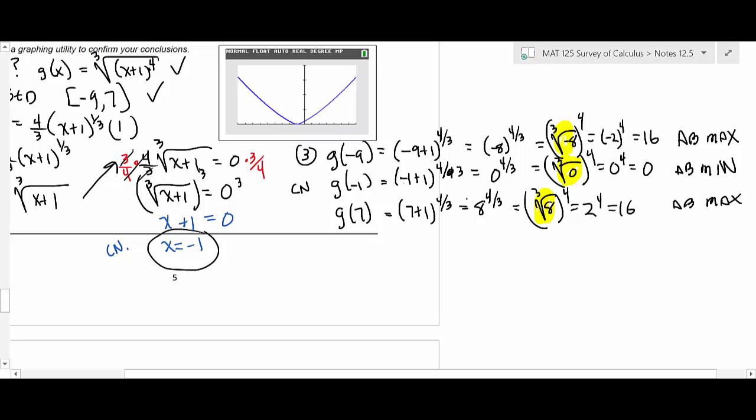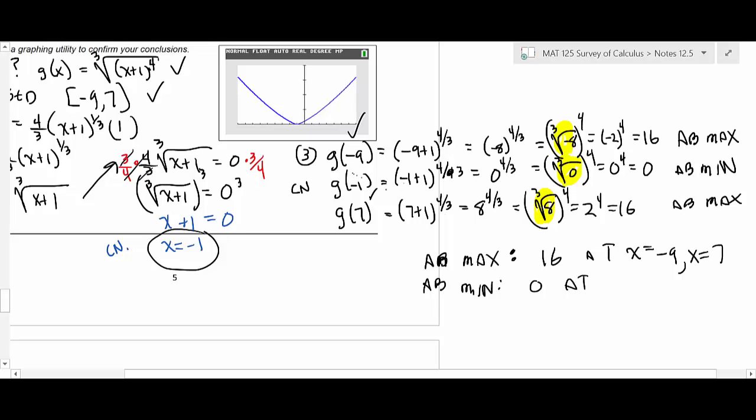Okay? So the way you would write your answer is like this. You would say absolute max. Usually the way our textbook likes you to do this is say absolute max is 16 at x equals -8. No, -9. You got to look at the x value, -9, and x equals 7. So it's at the endpoints. Then you would say we have an absolute min, that value is 0, and it happens when x is equal to -1.